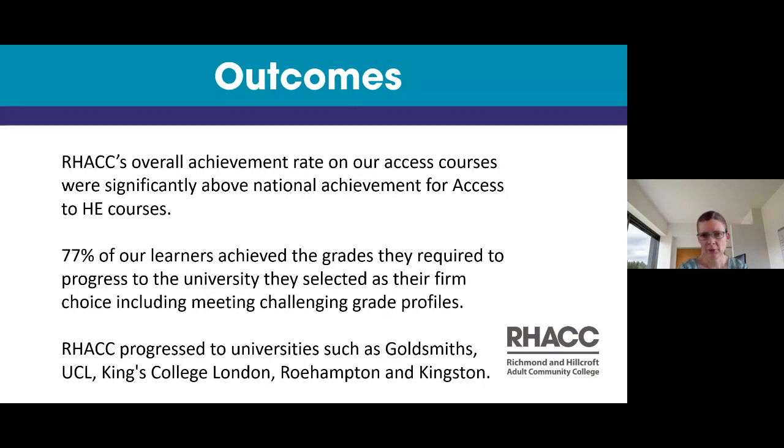RHACC's overall achievement rate on our Access courses was significantly above the national achievement for Access to HE courses. 77% of our learners achieved the grades they required to progress to the university they selected as their firm choice, which included meeting very challenging grade profiles. And learners progressed to universities including Goldsmiths, UCL, King's College London, Roehampton and Kingston, as well as others.